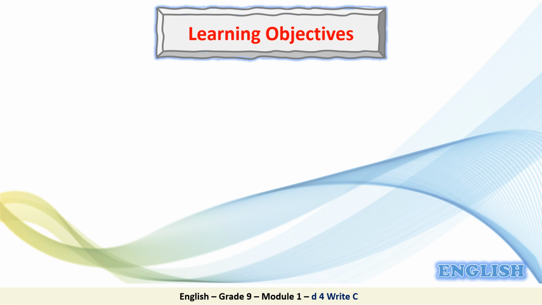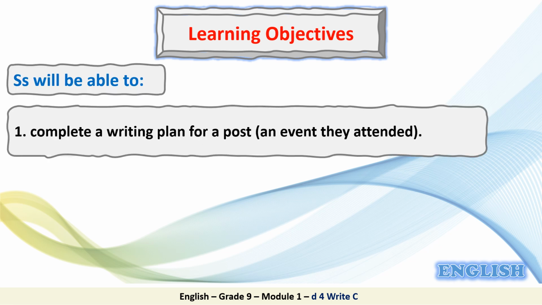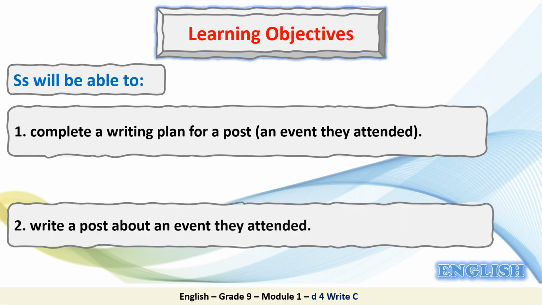Learning objectives. Students will be able to: 1. Complete a writing plan for a post about an event they attended. 2. Write a post about an event they attended.